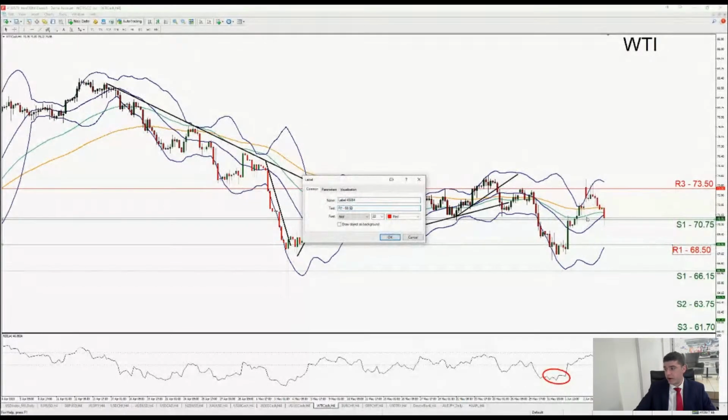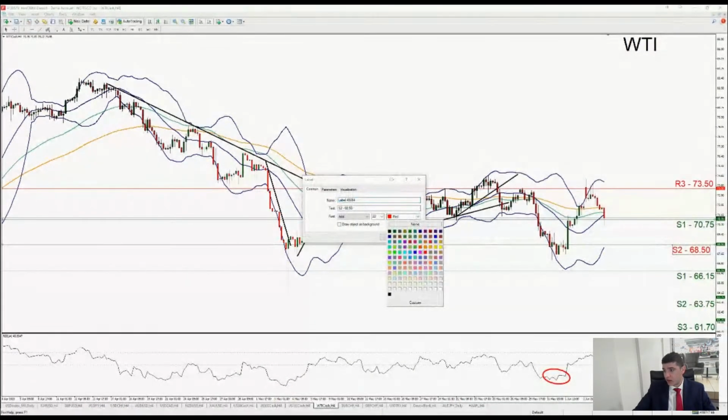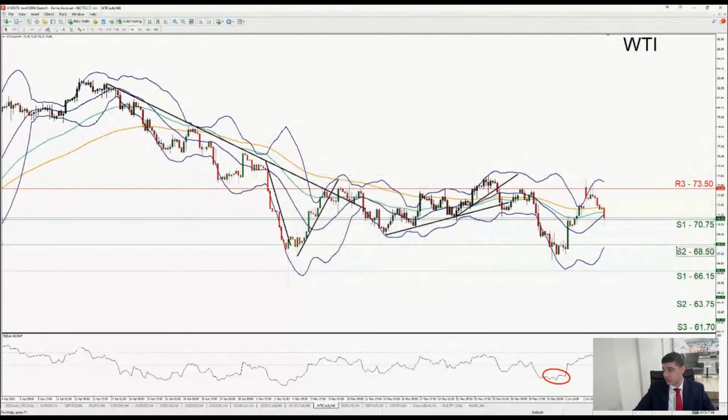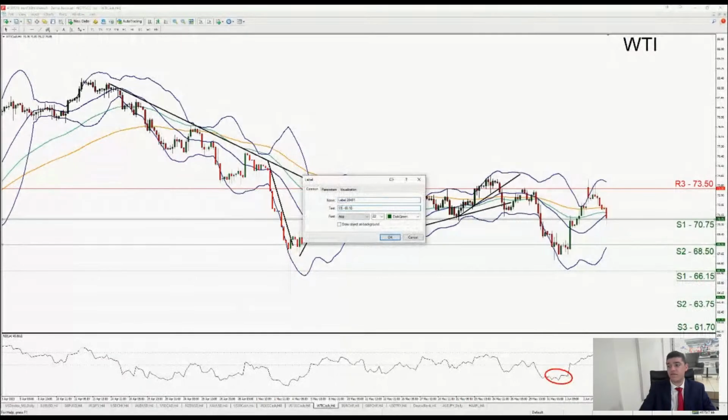Should it fail to break below S1, then we may see a testing of resistance at R1 at 73.50, which was R3. However, should it make a clear break below S1, we may see it moving towards to test support at resistance turned support at S2 68.50. So that would mean our S1 will now become S3 at 66.15.